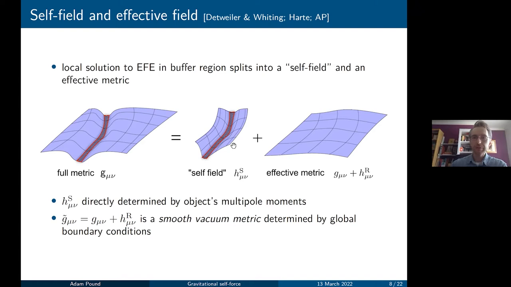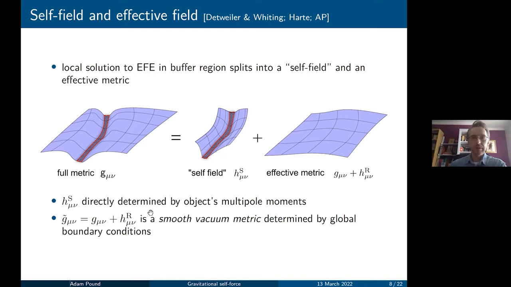A self field, which is basically the equivalent of a Coulomb field. It's the bound field that the body is carrying along with it. And then this effective metric, which is the external metric plus a particular piece of the field that's due to the small body. And while this one is changing rapidly on the scale of the small body, this effective metric is changing slowly on the external length scale. So there's an effective field theory idea here, although we're not using effective field theory methods. And the self field is directly determined by the object's multipole moments. So it's mass, spin, quadrupole moment, octupole moment, etc.